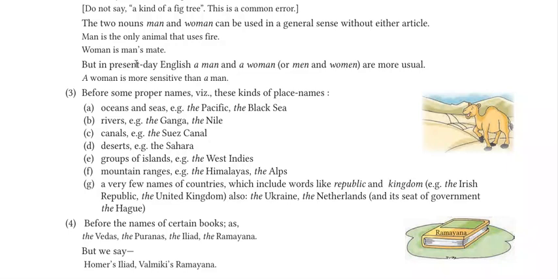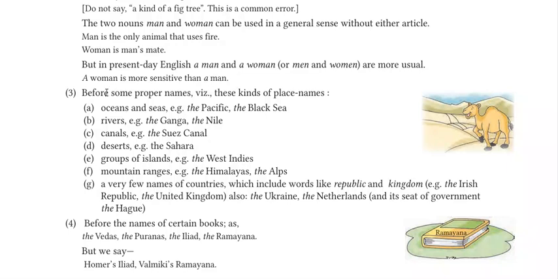Let's see some more examples. The nouns man and woman can be used in a general sense without articles, right? Without either article. We cannot use an article. Woman is man's mate. But in present-day English, a man and a woman or men and women are more usual. A man is more sensitive than a woman.